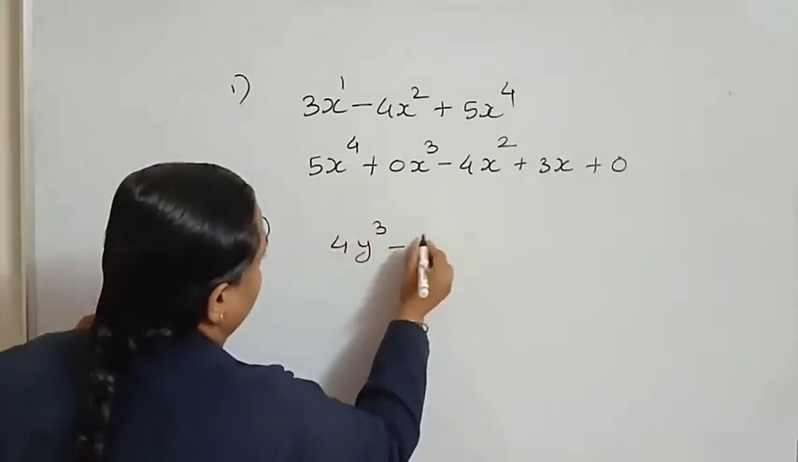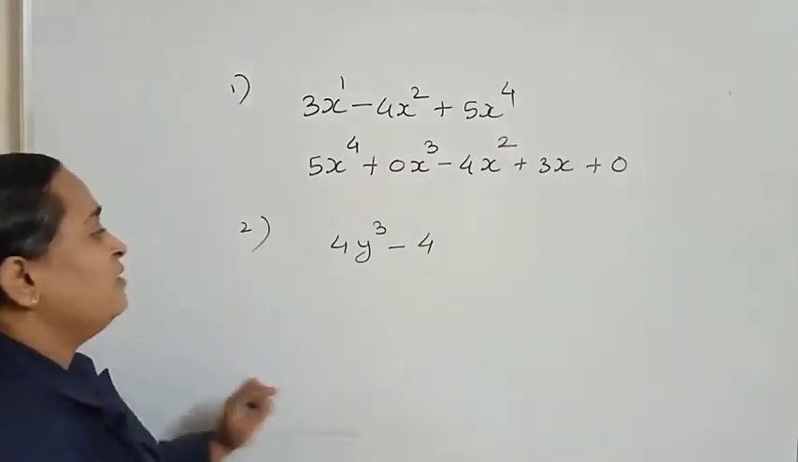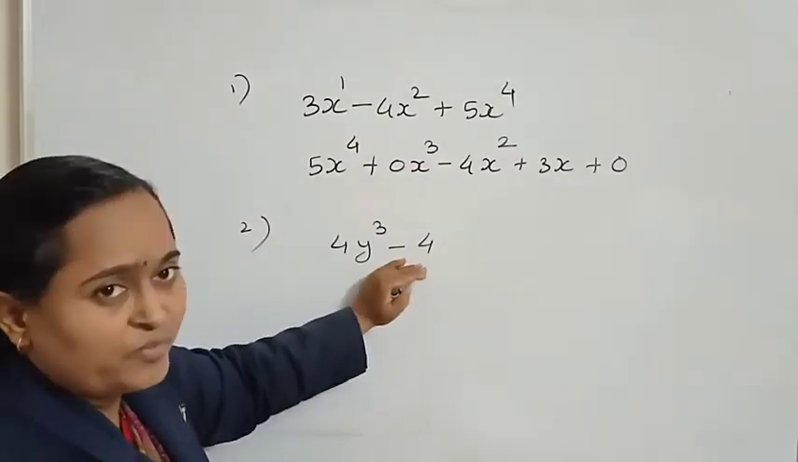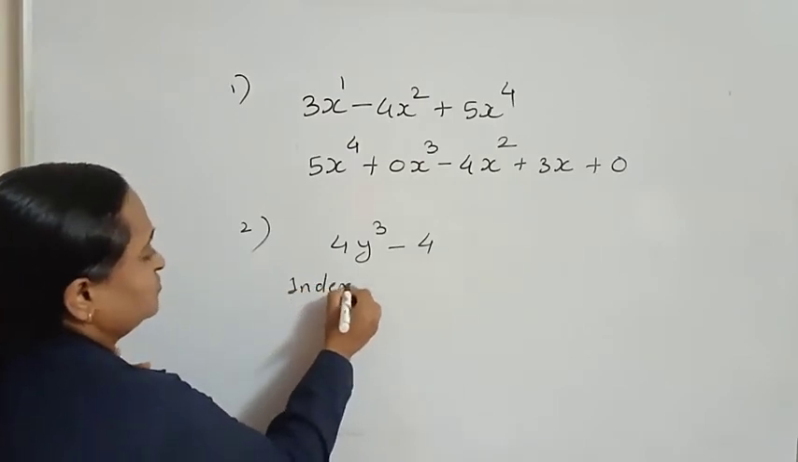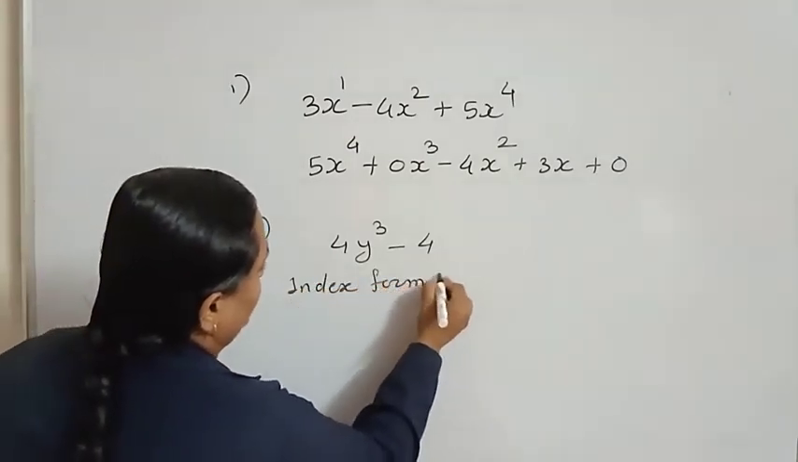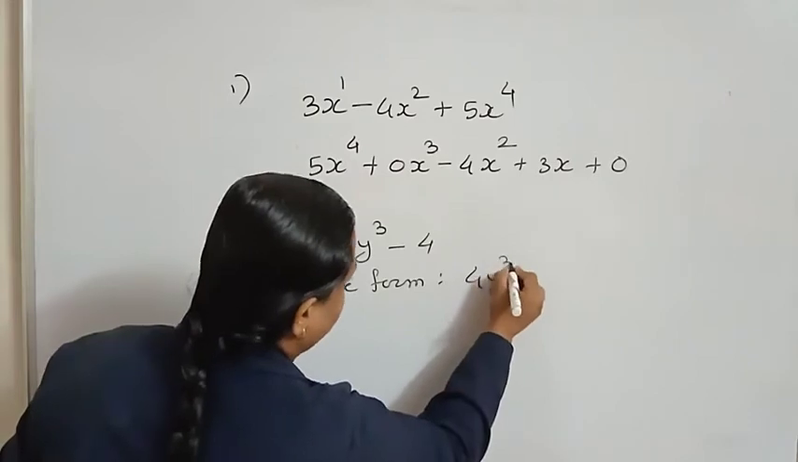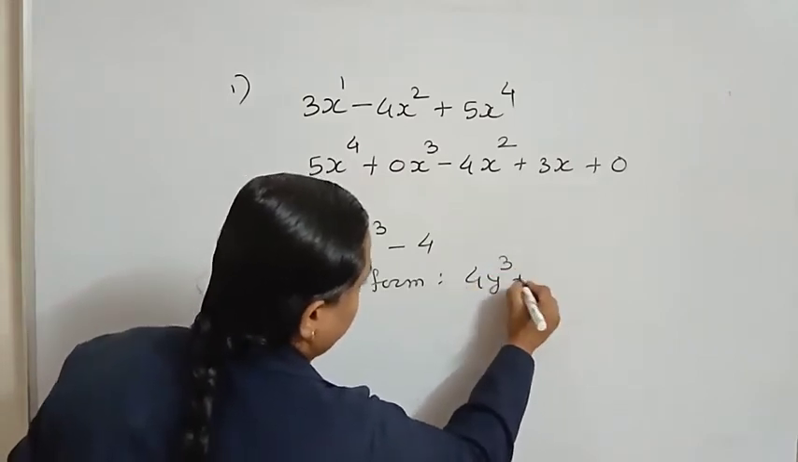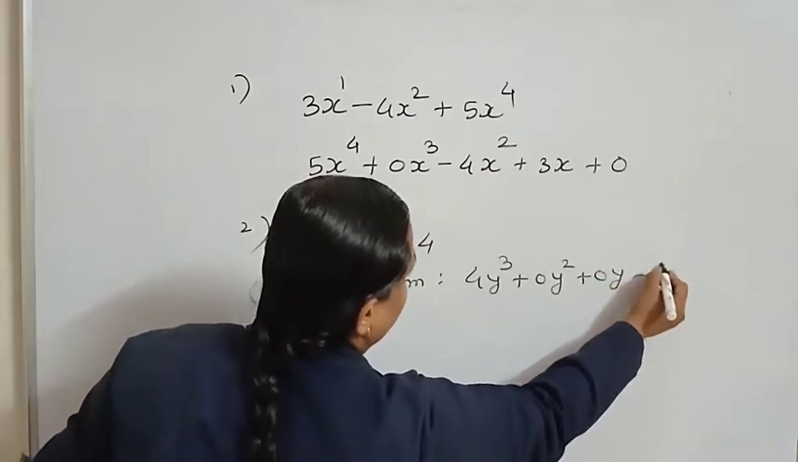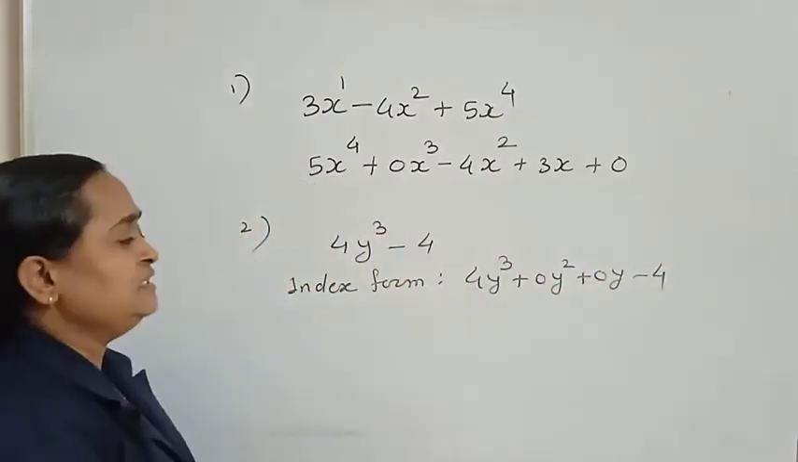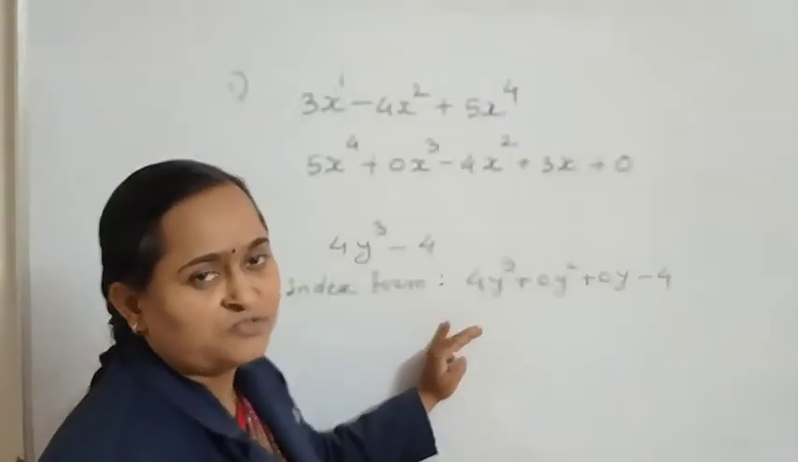Second example we will take 4y cube minus 4. Now this example, this is binomial. This again we have to write down in index form. First term 4y cube, middle terms are missing, then 0y square plus 0y minus 4. Now in this way we can write index form.